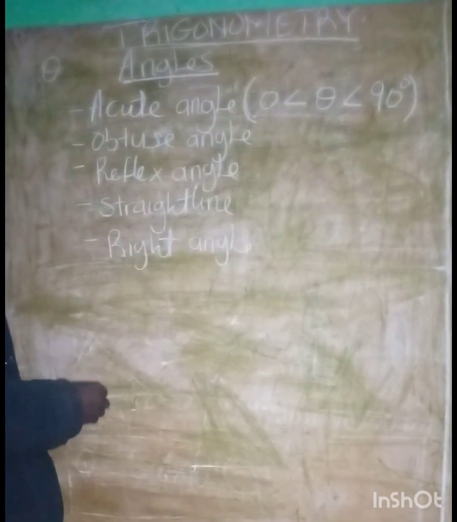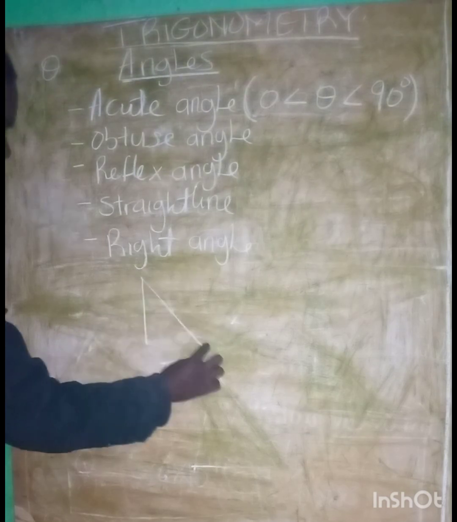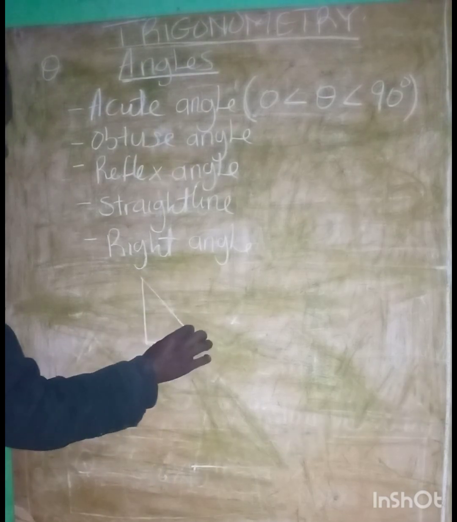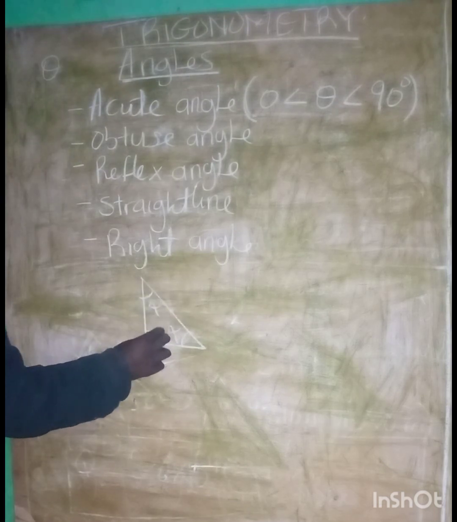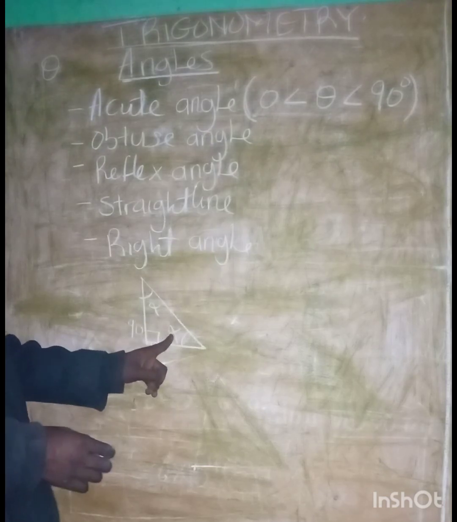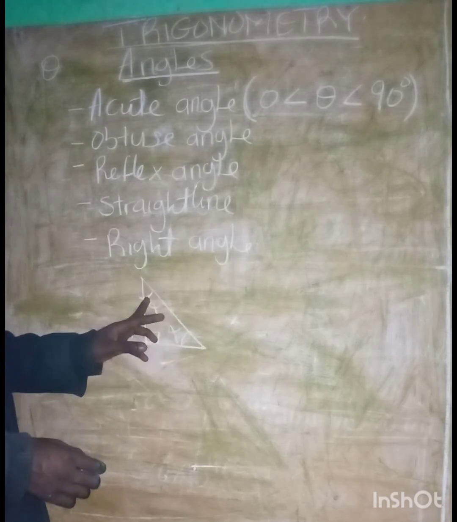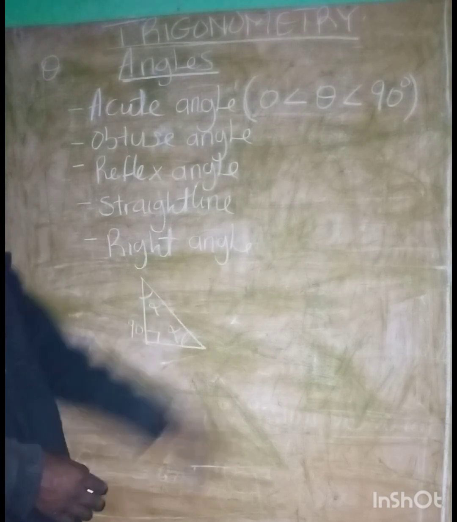So if I draw a right angle triangle of this form, this is an acute angle. This as well is an acute angle and this is 90 degrees. 90 degrees is not an acute angle, it's a right angle. So these are acute because they are both less than 90 degrees, but more than 0 degrees. Good. So this is an acute angle.